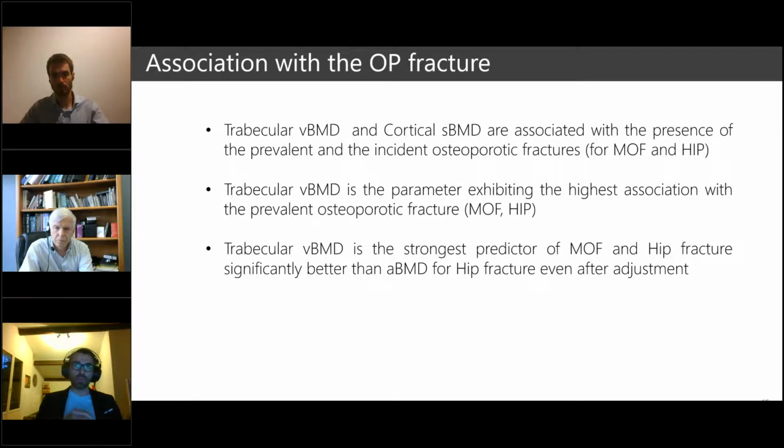And we have also demonstrated that this parameter, the trabecular volumetric density, is the strongest predictor of major osteoporotic fracture and hip fracture. And in the case of hip fracture, it is significantly better than the areal BMD, even after adjustment for common parameters such as age, BMI, or areal BMD.